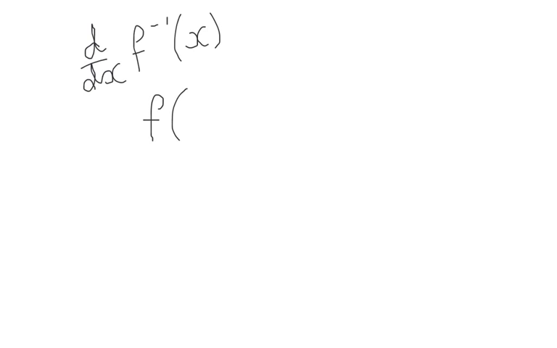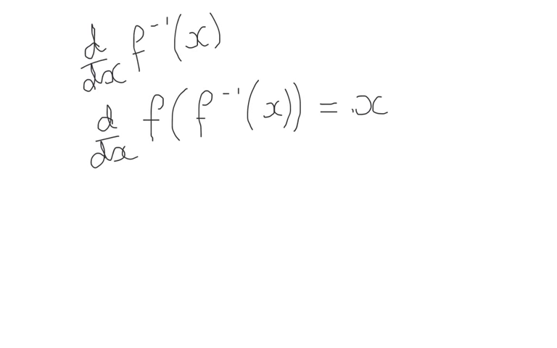And we can find the derivative of the inverse of a function if we begin with f of the inverse of x. So the function operating on the inverse equals x. Start with this property and differentiate the left and the right.